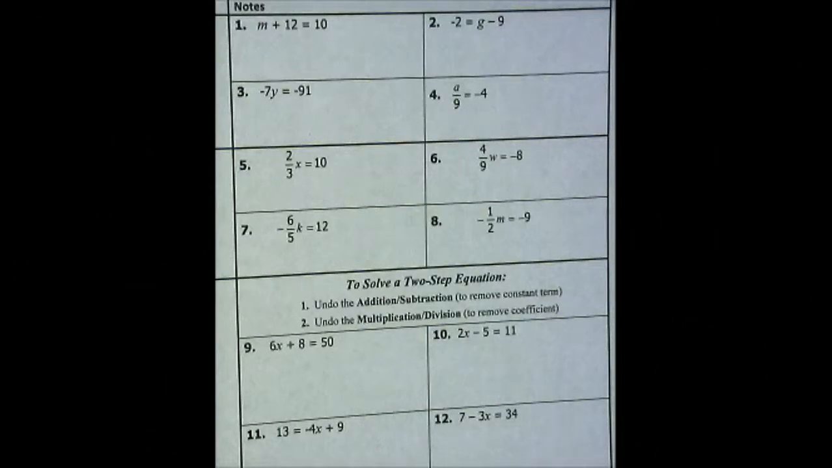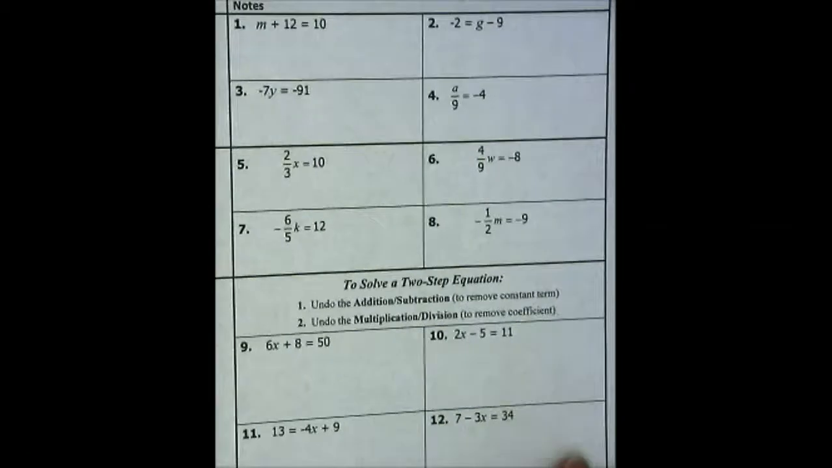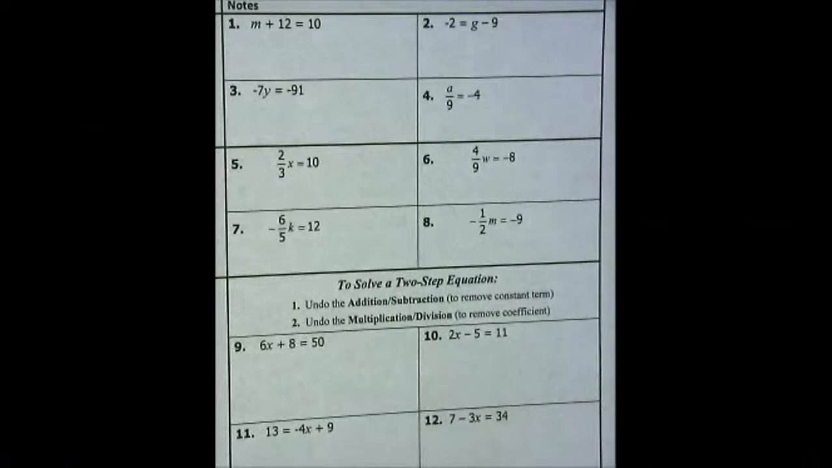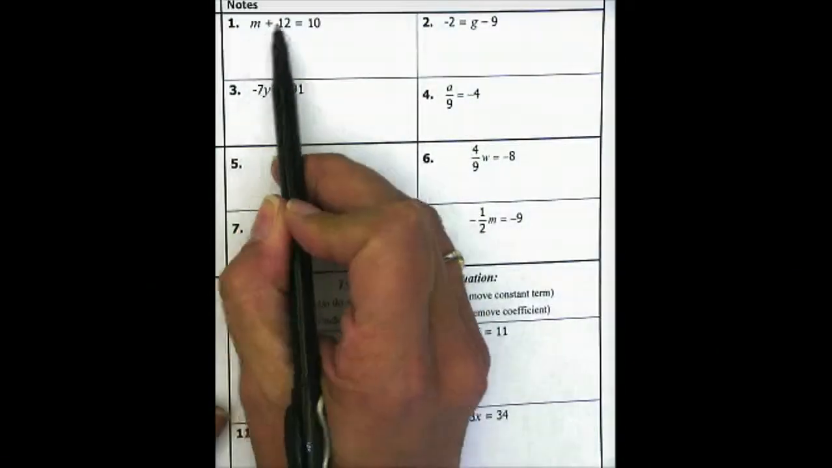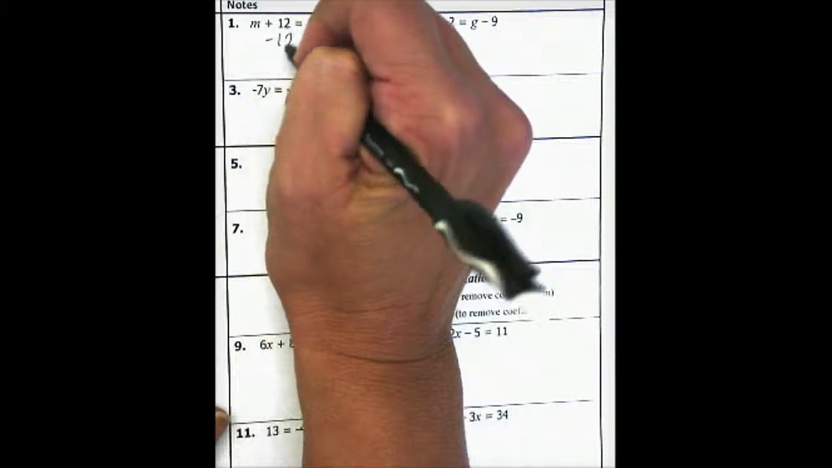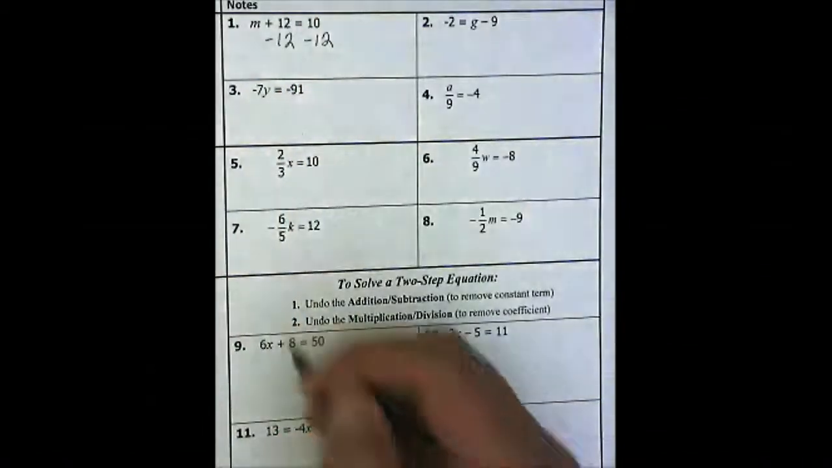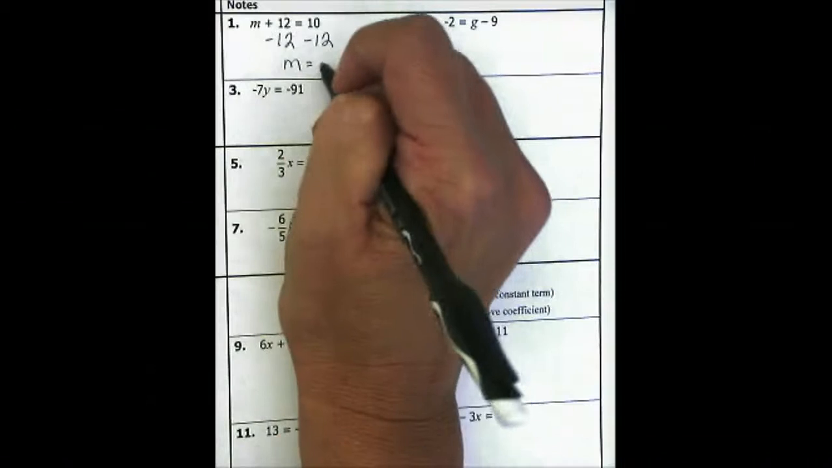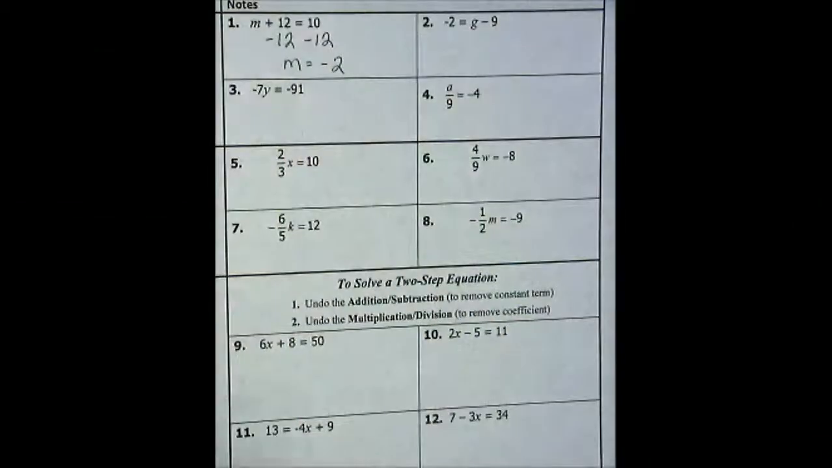Once you get better at it, and as you move into Algebra 2 and pre-calculus and such, they will probably not require you to show as much work, but this year we're going to continue to show the work. So we know that we've got a 12 that we need to get rid of, so we're going to subtract 12, and when we subtract it, we must subtract it from both sides. And so we get m equals negative 2, because 10 minus 12 is negative 2.